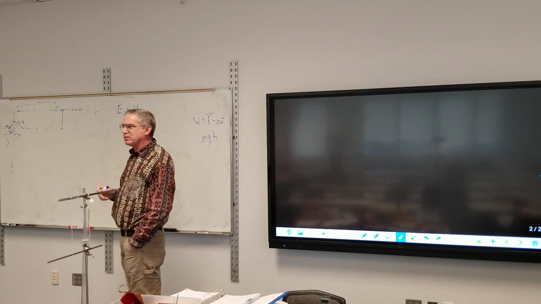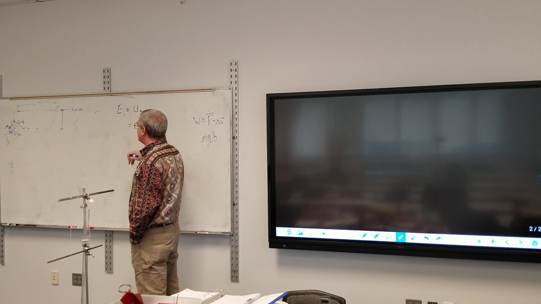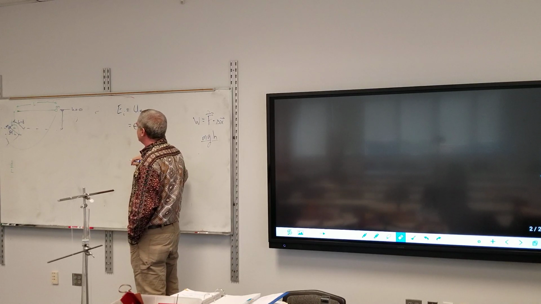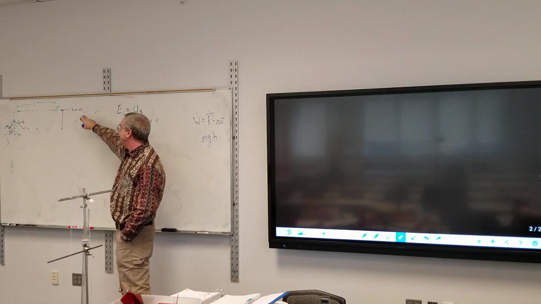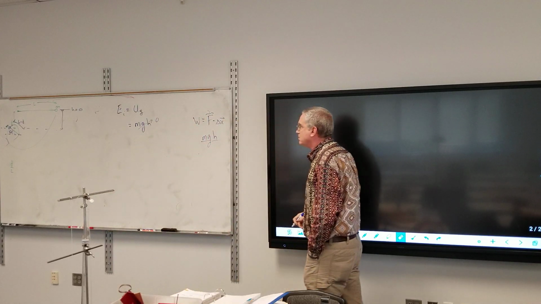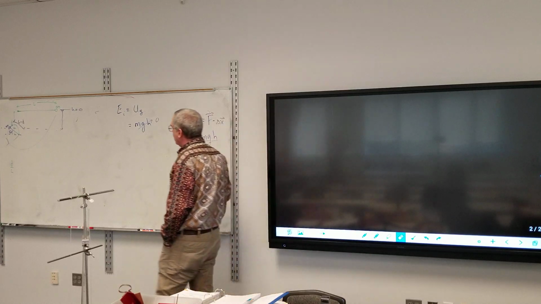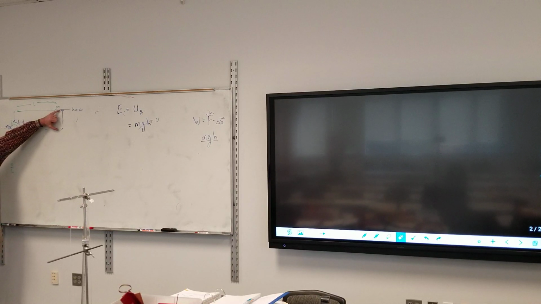I don't know the mass. The mass actually is irrelevant. We're going to keep it in terms of letters, and h, well, initially it's 0, just by definition, by where I decided to make my reference. At this point right here, we have to figure out the height. We have to figure out this distance right there.